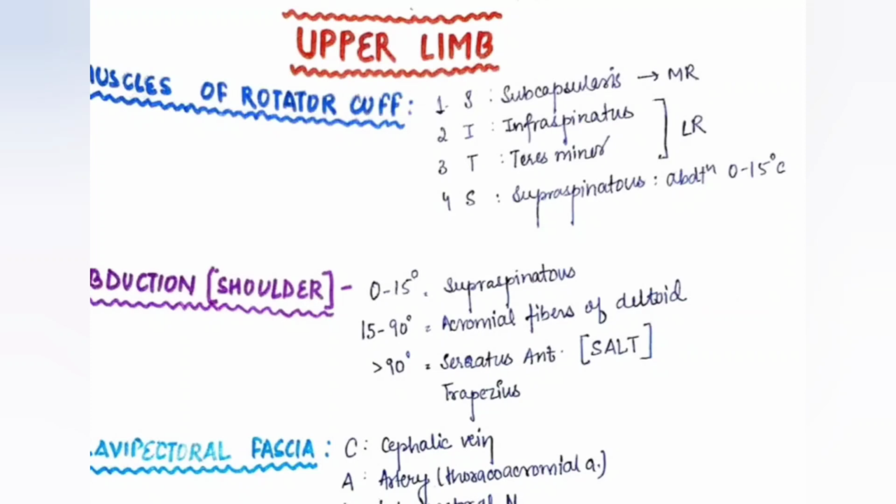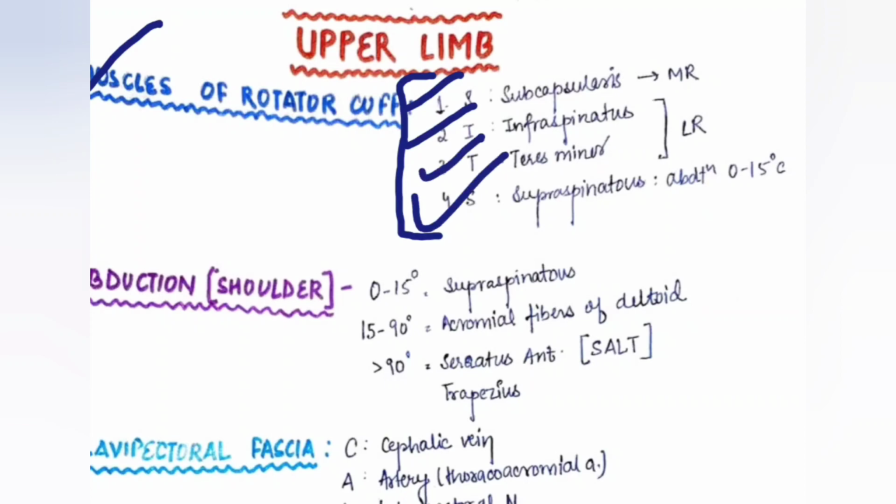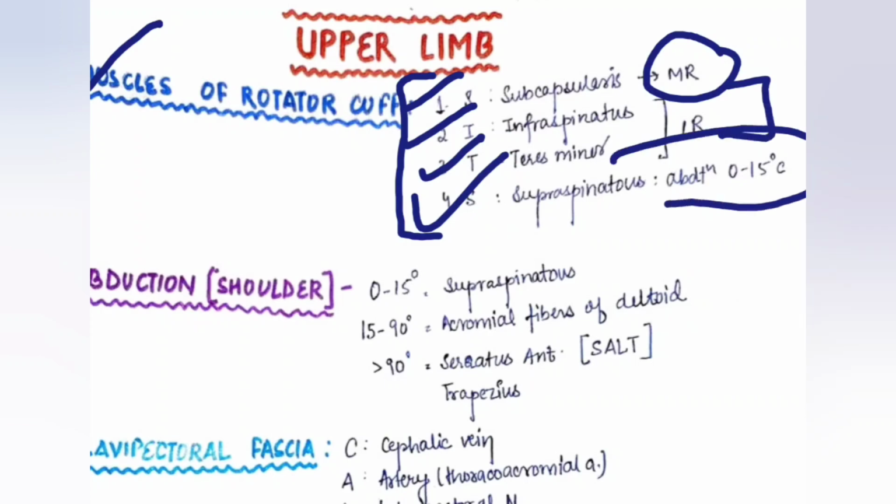So first of all, muscles of the rotator cuff. Its mnemonic is SITS: subscapularis, infraspinatus, teres minor and supraspinatus. They usually ask about the actions of the muscles. So subscapularis will do medial rotation, infraspinatus and teres minor will do lateral rotation, and supraspinatus helps in abduction from 0 to 15 degrees.